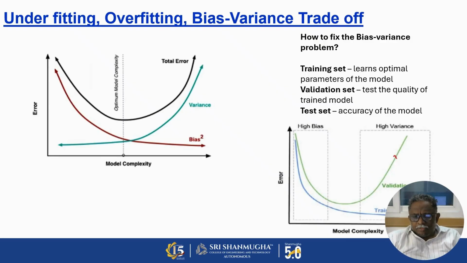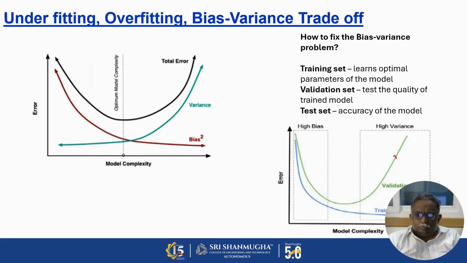When we talk about training error and validation error, and the model complexity is very low, as we have seen in the first category, we end up with high bias. When we keep increasing the model complexity, the training error is going to be very low, but at the same time, your validation error is going to be very high. That's where we get overfitting. So we have to work on a point where both validation error and training error are very minimal.